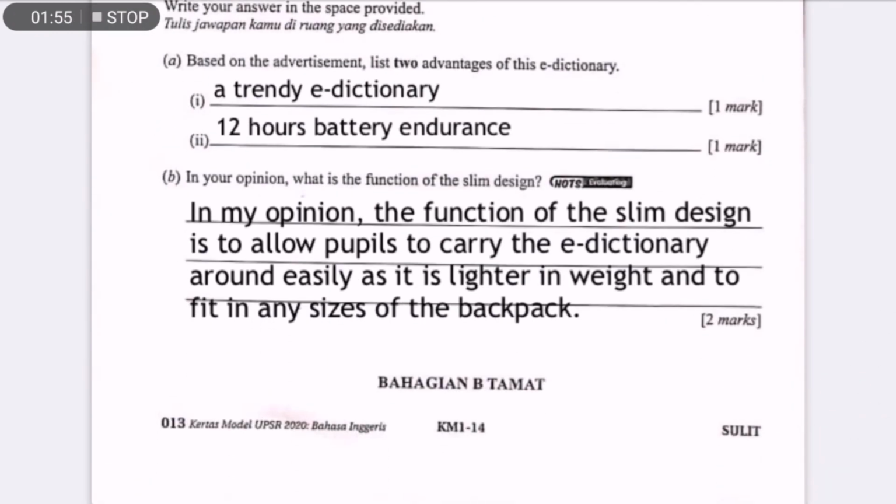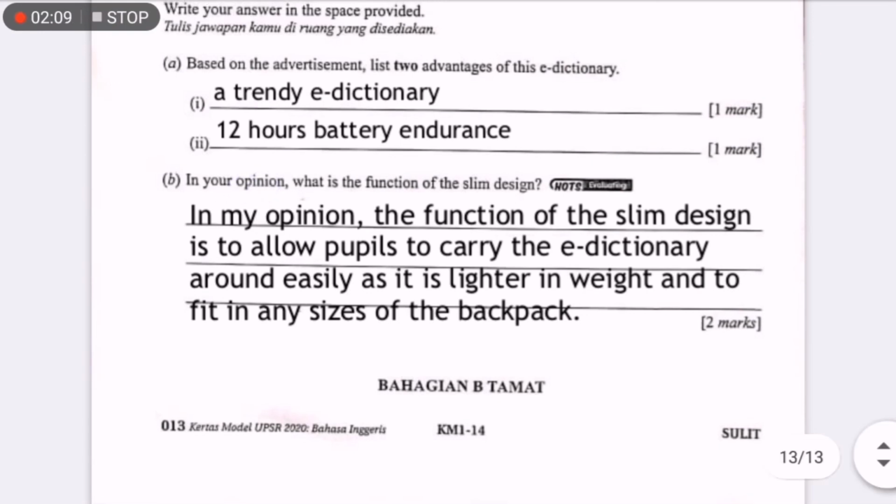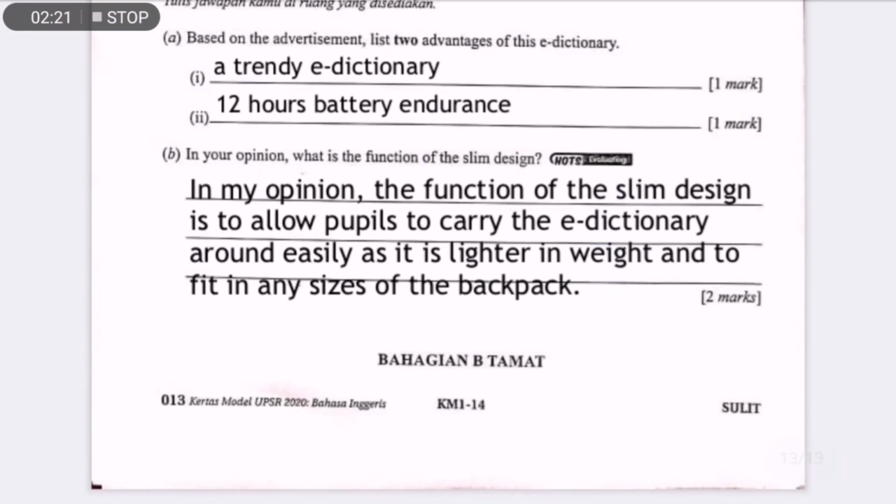In your opinion, now they're asking for your opinion again, so you must write your own answer. What is the function of the slim design? 2 marks here, so you need to write at least 2 reasons. Since it says in your opinion, you need to answer in my opinion. In my opinion, the function of the slim design is to allow pupils to carry the e-dictionary around easily as it is lighter in weight, and to fit in any sizes of the backpack.